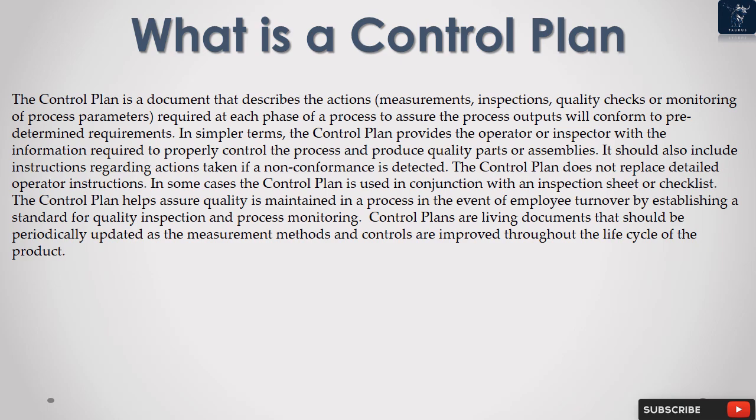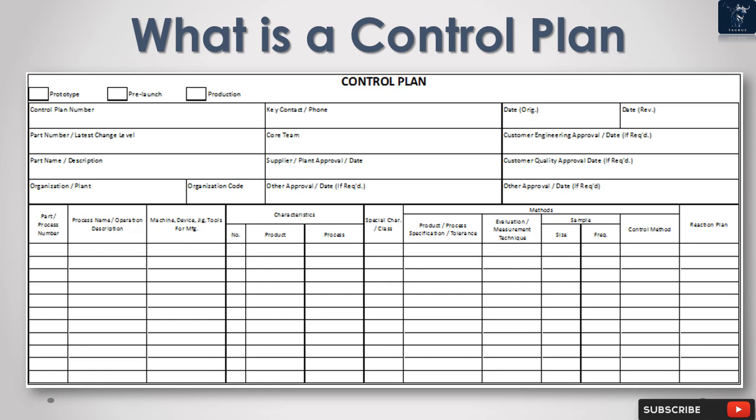The control plan does not replace detailed operator instructions. In some cases, the control plan is used in conjunction with an inspection sheet or checklist. The control plan helps assure quality is maintained in a process in the event of employee turnover by establishing a standard for quality inspection and process monitoring. Control plans are living documents that should be periodically updated as the measurement methods and controls are improved throughout the life cycle of the product. Control plan sheet format.